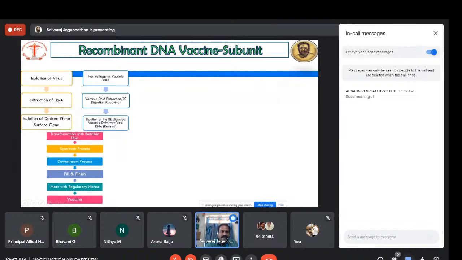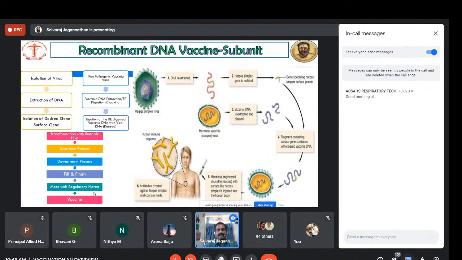So this is isolation of the virus from COVID-19, and extraction of DNA from the entire nucleic acid. The desired gene, that is the mRNA-responsible surface gene, was transferred. Immediately they select a vaccinia virus strain as the non-replicating viral vector. After that, they transform into a suitable host, then upstream, downstream, fill and finish the vaccine. With these kinds of techniques, you can see the vaccines available in the market against COVID-19. Here you can get some idea from the pictorial representation of the recombinant vaccine.